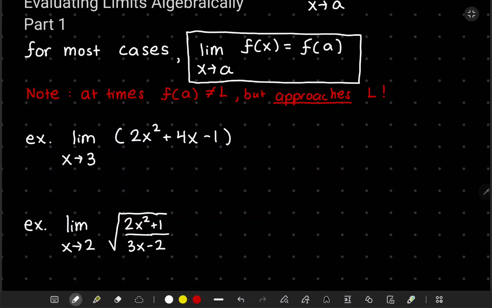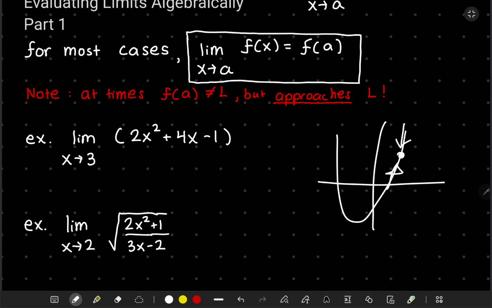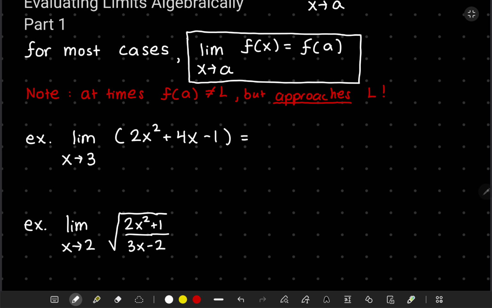But let's say for this example, the limit as x approaches 3 of 2x squared plus 4x minus 1. So I know for a fact that this looks like a parabola. And I know that it can approach x equals 3, that clearly there is some value that it can go. And so how do we do this? Well, one of the ways that we can easily do this is just plugging it in. So for most cases, I can just plug it in.